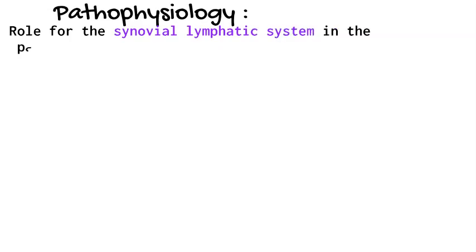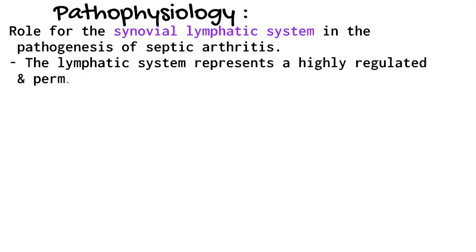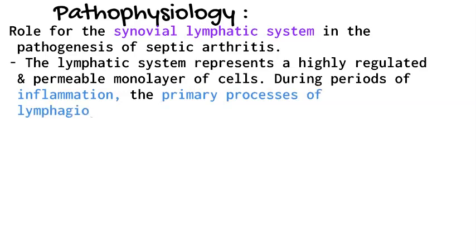The role of the synovial lymphatic system in the pathogenesis of septic arthritis. The lymphatic system represents a highly regulated and permeable monolayer of cells. During periods of inflammation, the primary processes of lymphangiogenesis coordinate immune cell migration.